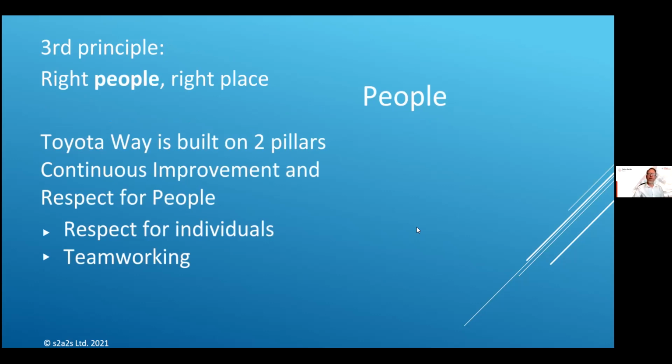The two pillars of that management system are continuous improvement and respect for people. And that's based on respect for individuals within that second pillar and also team working. So if we are to operate our quality management system effectively, we need both those two pillars to be working, and that relies completely on having engaged, motivated and competent people.